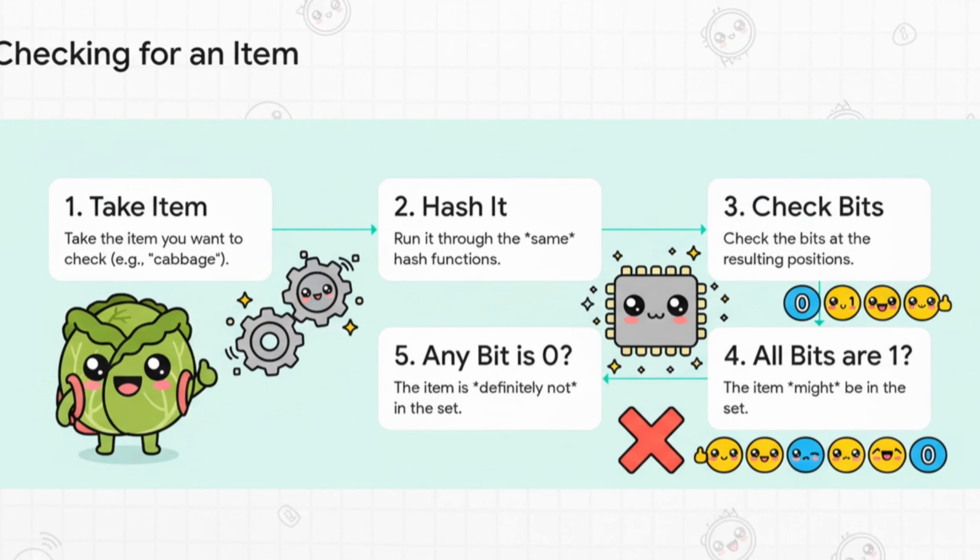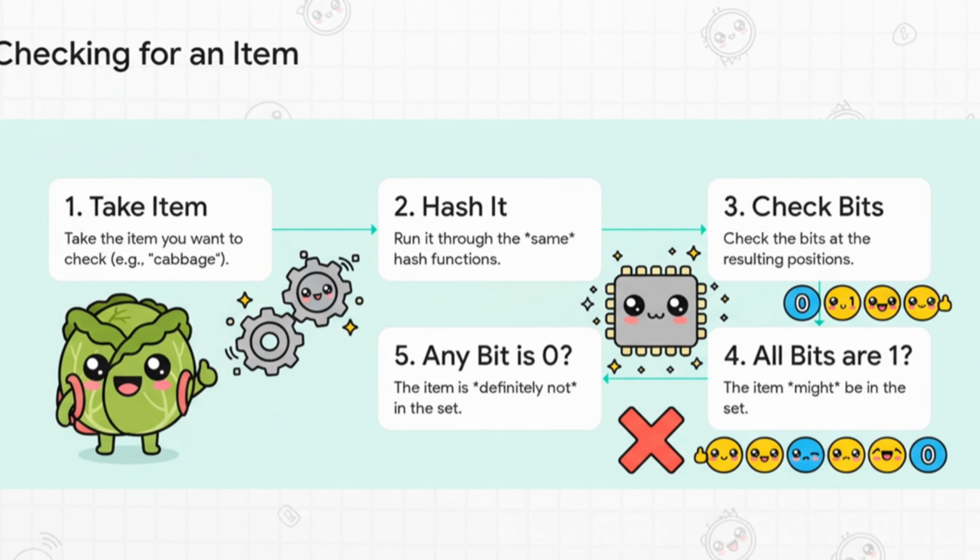We run cabbage through the exact same hash functions, and we get a new set of positions. Then we go look at our bit array at those spots. And this is the whole trick. If even one of those spots is still a 0, we know with absolute 100% certainty that cabbage was never added. Game over. It's a definite no.